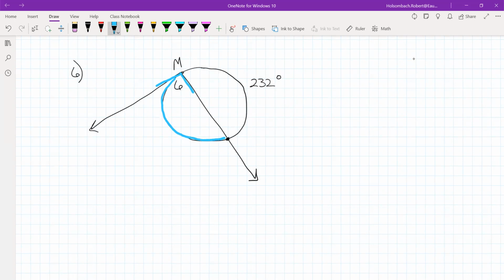But we don't know the measure of its intercepted arc, but we do know that the two arcs in this diagram sum to 360. So this arc down here on the bottom is equal to 360 minus 232, which is 128. So the measure of angle 6 is equal to 1/2 of 128. So 64 degrees.